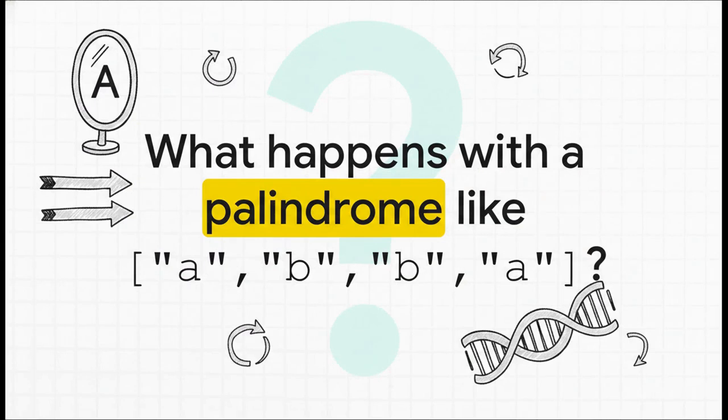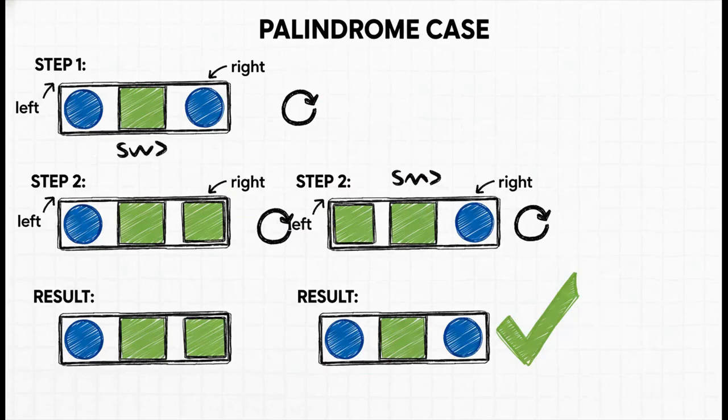Final challenge, what about a palindrome? You know, a word that's the same forwards and backwards, like abba? The algorithm just does its thing. It swaps the first A with the last A and the first B with the second B. But since it's swapping characters that are identical, nothing really changes. The result is the same palindrome, which is the correct reversed version. It passes every single test.